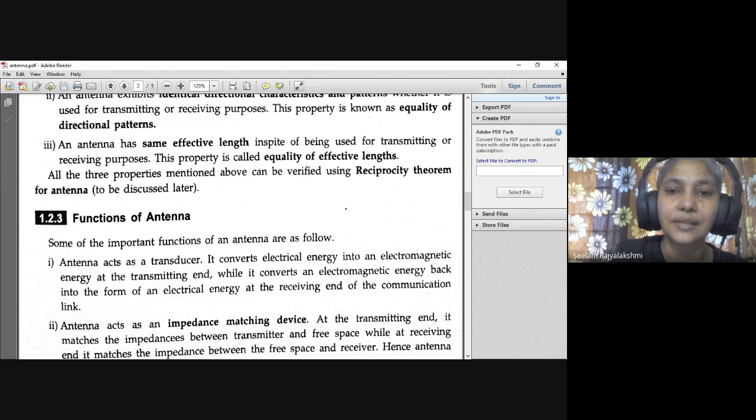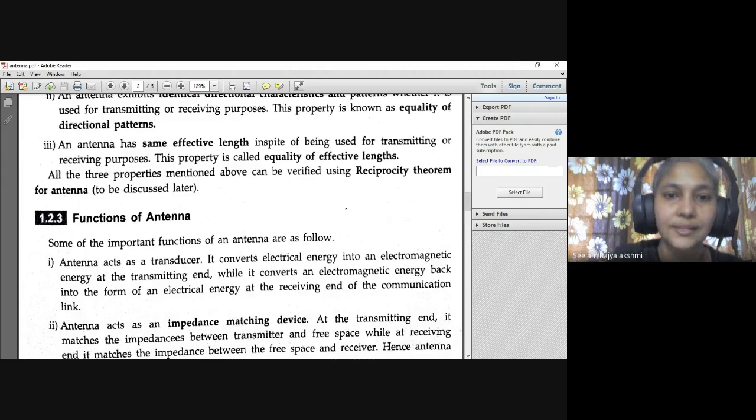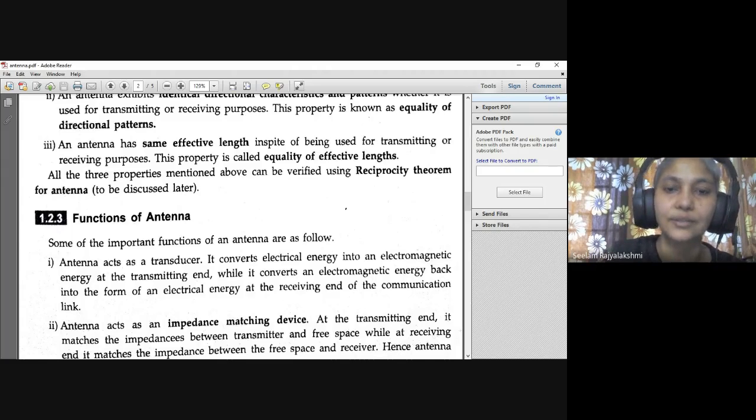So it converts electrical energy into electromagnetic energy at the transmitting end. That means whenever we are sending at the transmitting end, the electrical energy is converted into electromagnetic energy, while it converts electromagnetic energy back into electrical energy at the receiving end. So here we have two processes. While sending energy at the transmitting end, it converts electrical energy into electromagnetic energy. While receiving, it converts electromagnetic energy back into the form of electrical energy at the receiving end of the communication link.